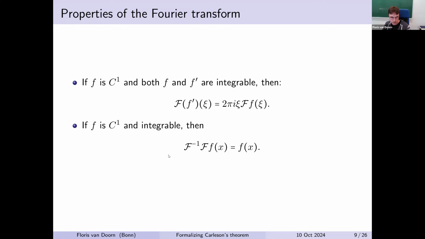And we also have the Fourier inversion formula, which says that the inverse Fourier transform is actually an inverse of the Fourier transform, at least on continuously differentiable integrable functions. So if you take the Fourier transform of f and then take the inverse Fourier transform, then at every point, this is the same as your original function.